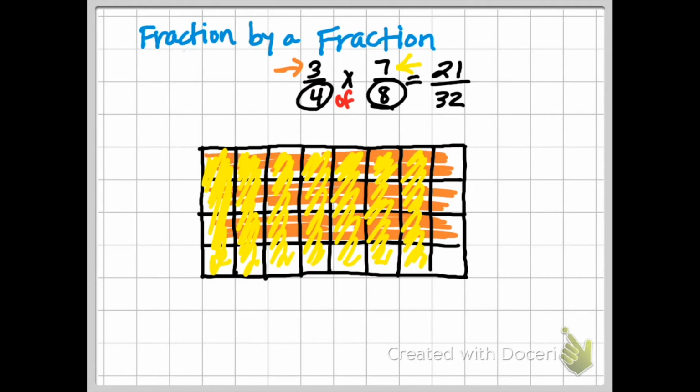Okay. Now, you're probably wondering, where is my answer found? Well, where the two colors overlap is your answer, your final product. So where your two colors overlap, there's actually 21 out of the 32 that are shaded.